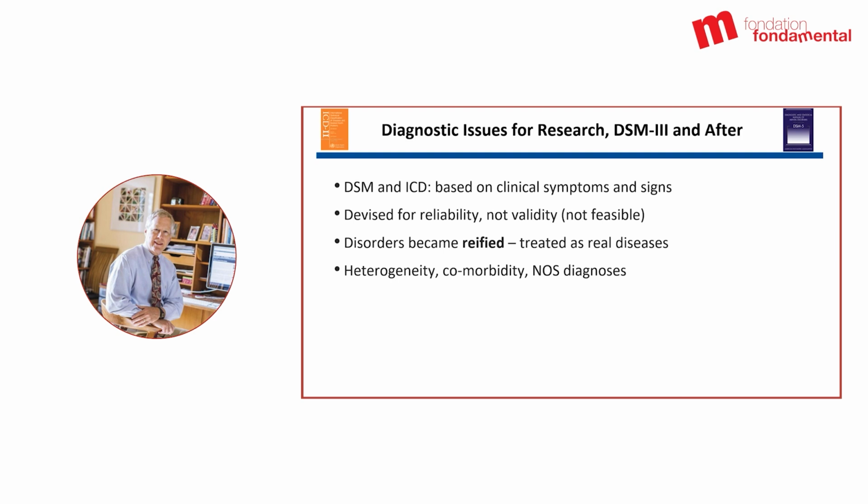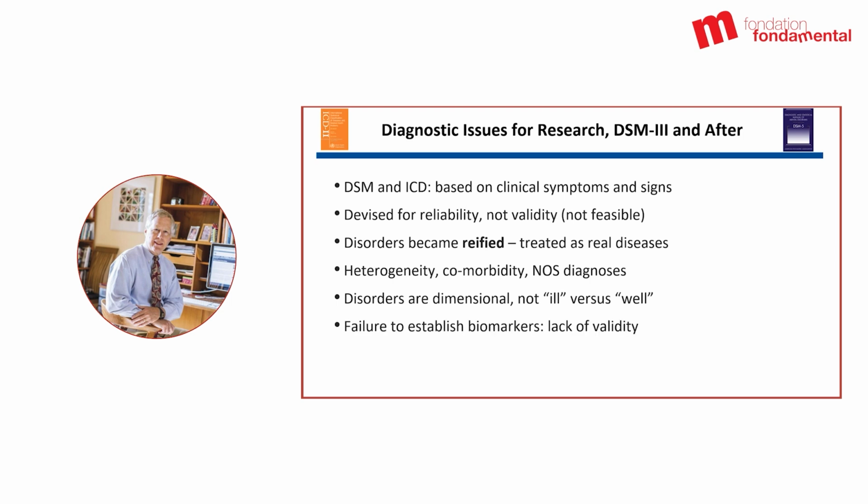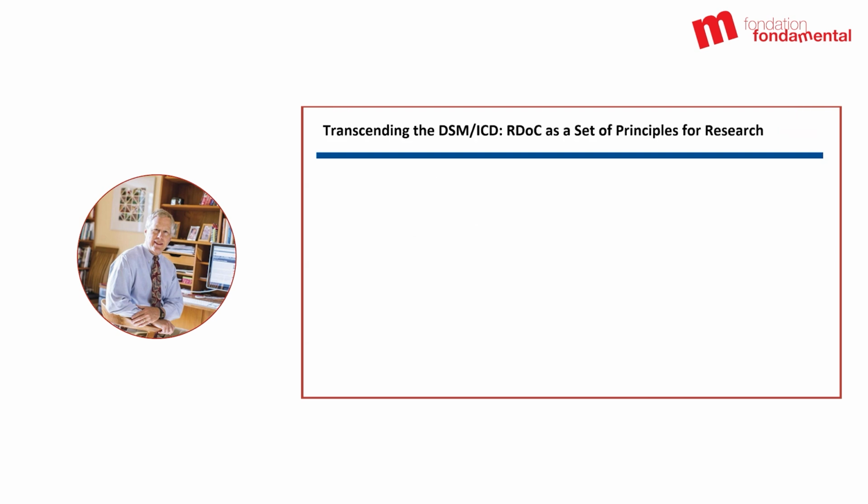And as the 45 years have passed since the DSM-3, just a year short, we have observed the heterogeneity, the comorbidity, the not otherwise specified diagnoses, and so forth. We also realize now, as we've been discussing throughout the conference, that the disorders are really dimensional, not simply a binary distinction between ill versus well. And coming back again, we've realized more and more that we have had a failure to establish any kinds of biomarkers, and this has been discussed this morning as well, of course. Another way to put that is simply that there is a lack of validity.